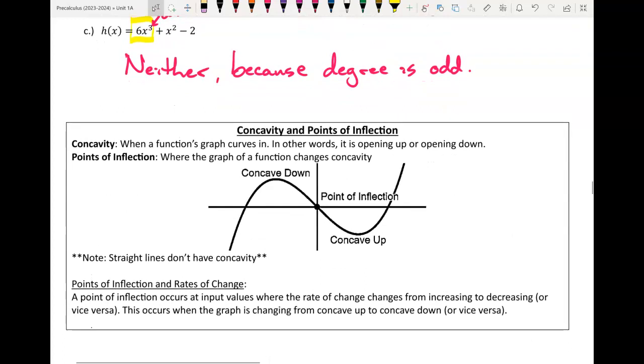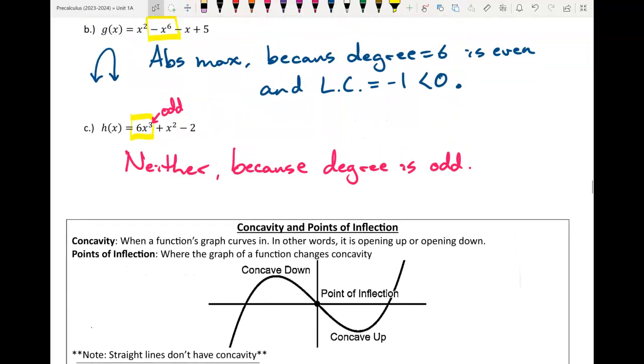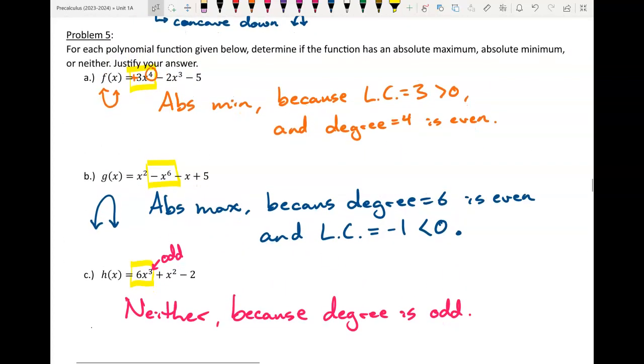This information down here on concavity and points of inflection is review, so you can go ahead and look at that. But that ends this video. Got a lot more information and ways that we can look at polynomial functions.